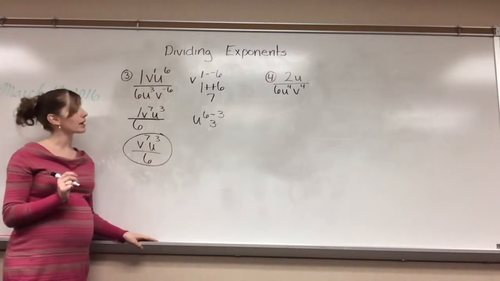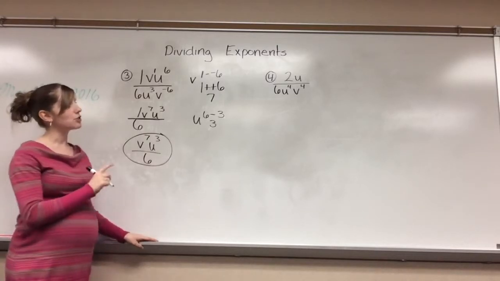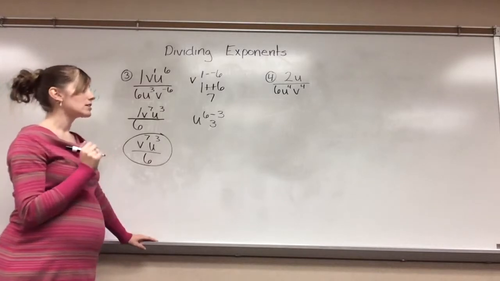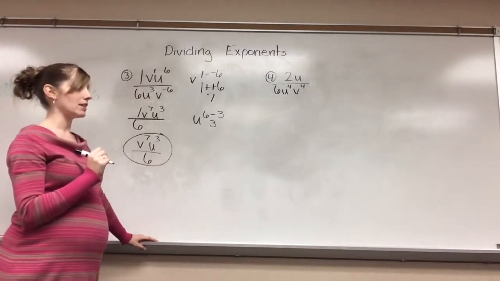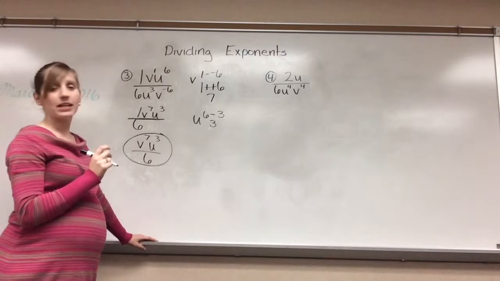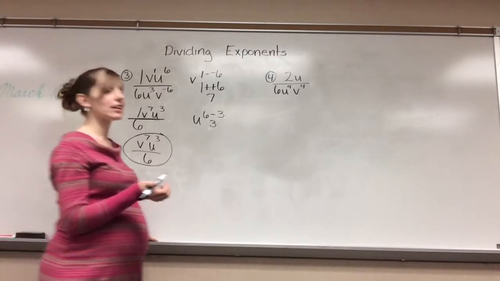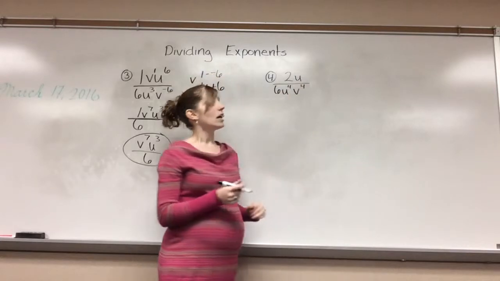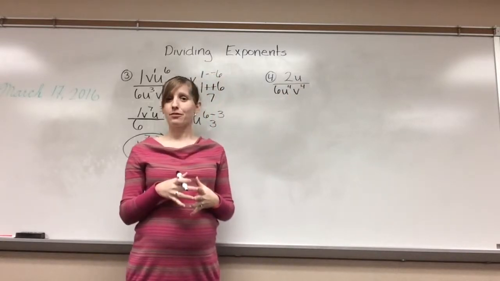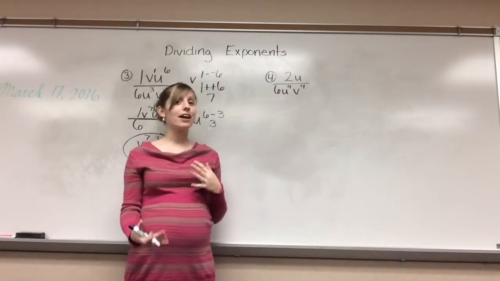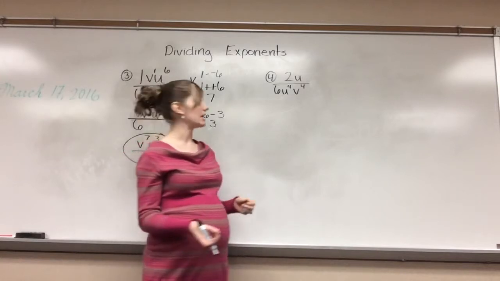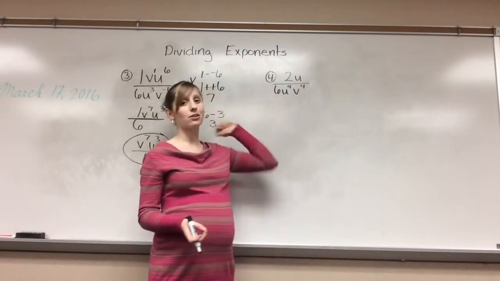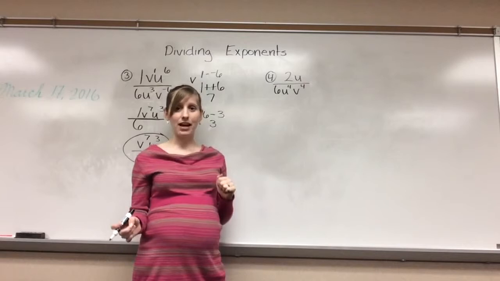Let's go ahead and take a look at problem number 4. We have 2U over 6U to the 4th, V to the 4th. First thing I want to do is go ahead and take a look at that fraction, 2 over 6. 2 divided by 6 is the first thing I want to try, because if I can divide them, I want to. That's just going to make it easier. But 6 does not go into 2, so I cannot divide.